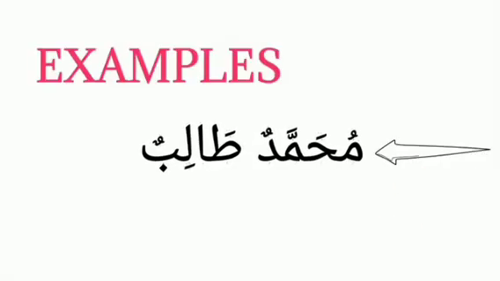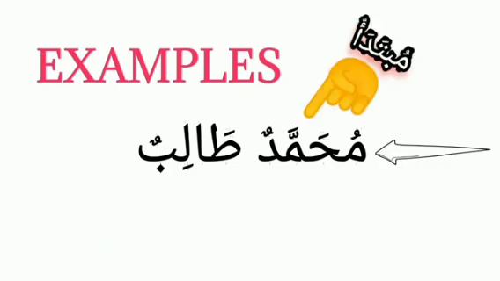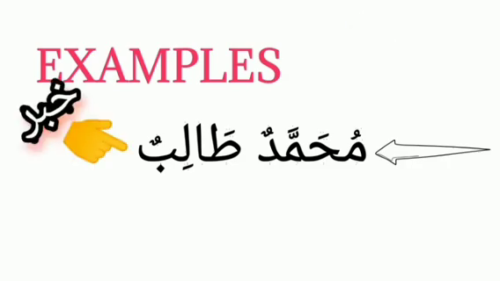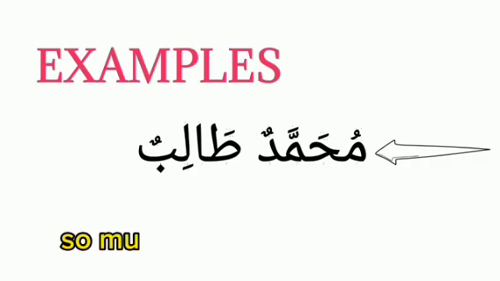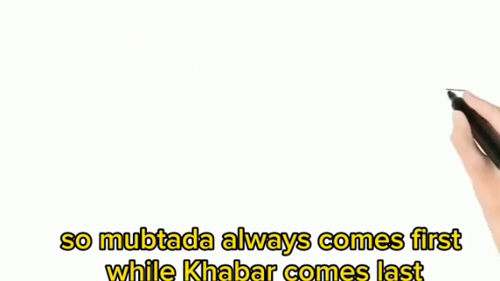Example: Muhammadun talibun. Muhammad is a student. Muhammad is the mubtada or the subject, while talibun is the khabar or the predicate. So mubtada always comes first, while khabar comes last.